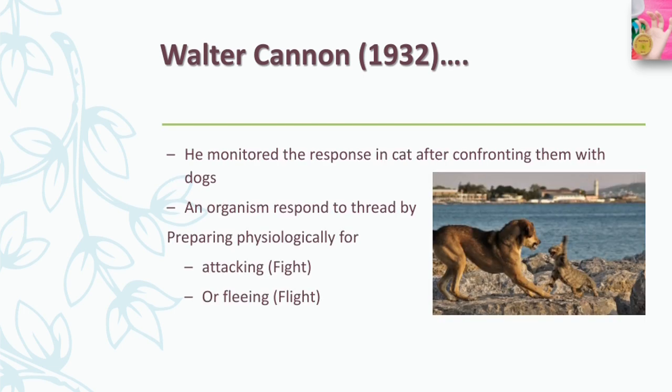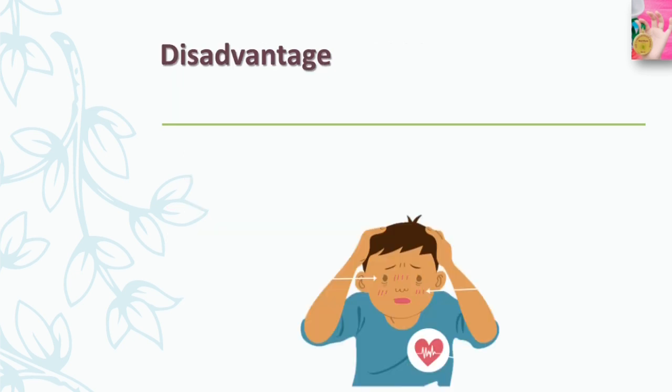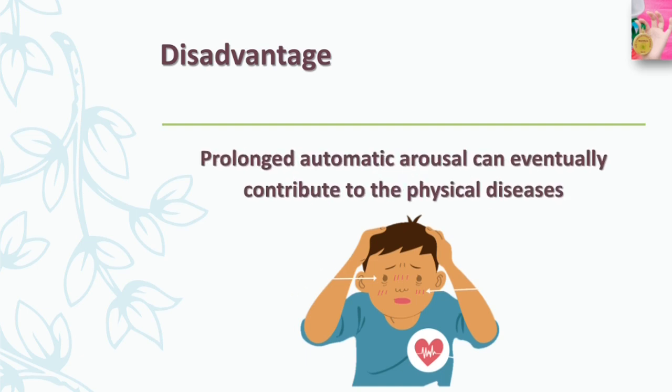Now, Cannon carefully monitored this response in cats after confronting them with dogs. He concluded that organisms generally respond to threat by preparing physiologically for attacking, which is fight, or fleeing from that situation, which is flight, from the enemy or from any stressful situation. Then he postulated that this system is concerned with either an individual taking charge in a stressful situation or fleeing from it.